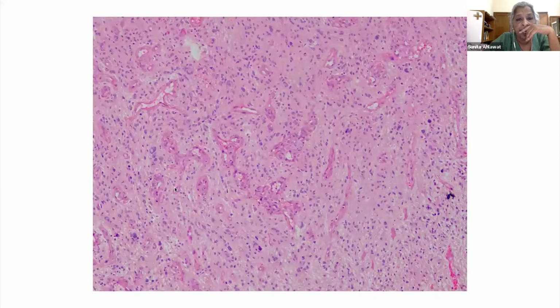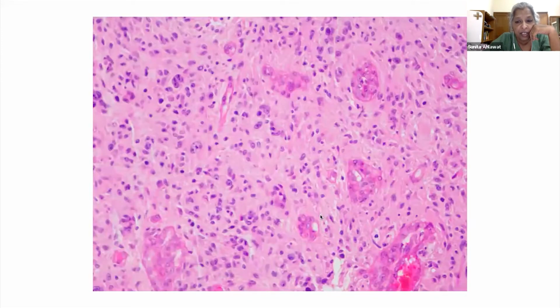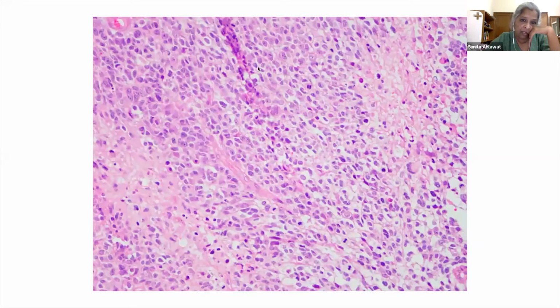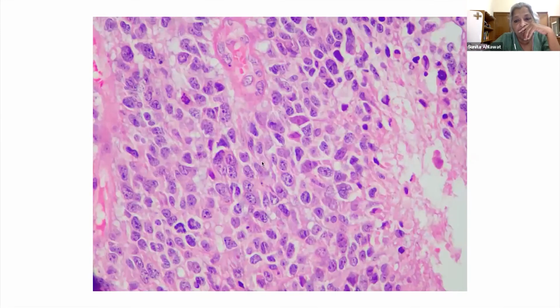This is the glial area with a marked endothelial proliferation, isn't it? So this is the glial area, with tumor giant cells. And this is the focus of the round cells with brisk mitosis. At this part, you can make out this is looking like what we call neuroendocrine cells.